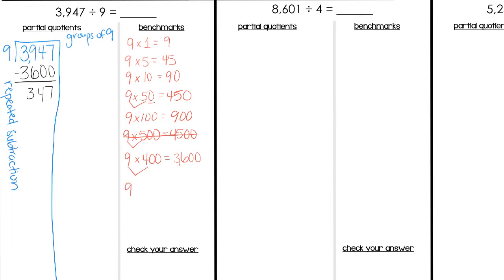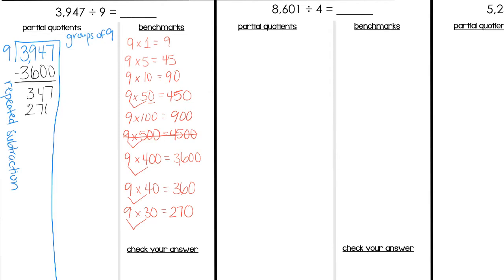So I'm going to come down here. 9 times 40. Well, we know 9 times 4 is 36, and then we have a 0. 360 is still too big. So I'm going to try again. This time, I'm going to say, okay, not 40. Let's try 30. 9 times 3 is 27. So 9 times 30 is 270. That I can take away.